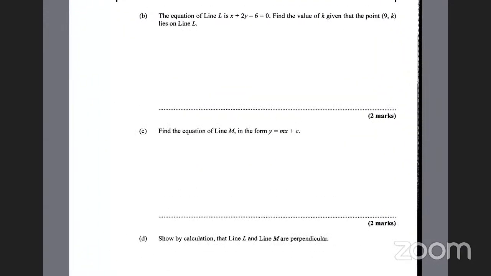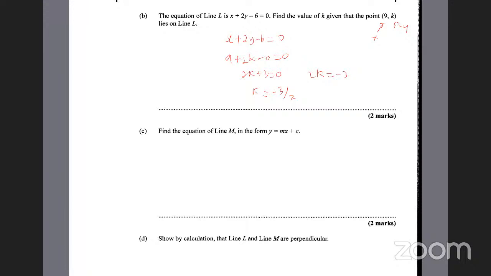Nice. The equation of line L is given, and we need to find the value of k in the point. So you have x + 2y - 6 = 0. They want you to find k. So they give you the x value, but they didn't give you the y value. So just plug in the x value. 9 + 2k - 6 = 0. So 2k + 3 = 0. When you carry across the 3, you get 2k = -3. So k = -3/2. Right? Yeah, basic, Dimitri, basic.